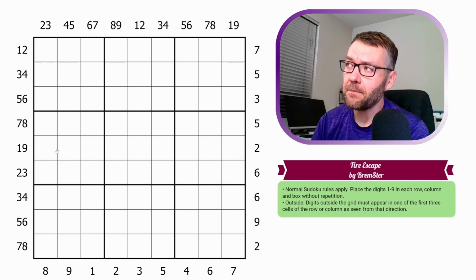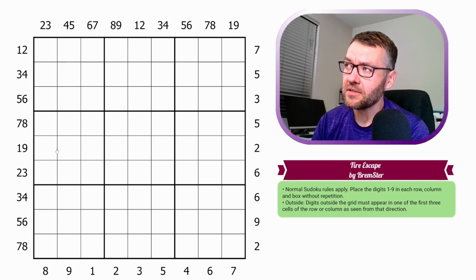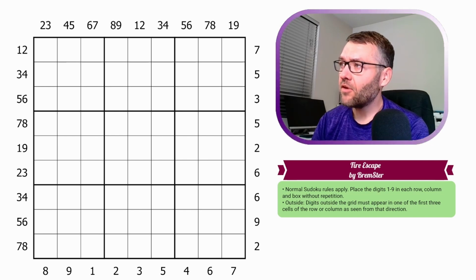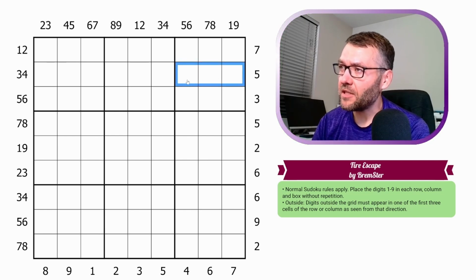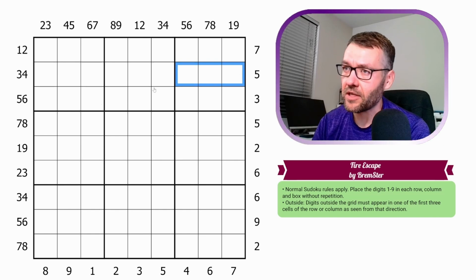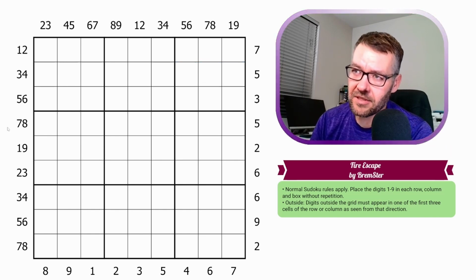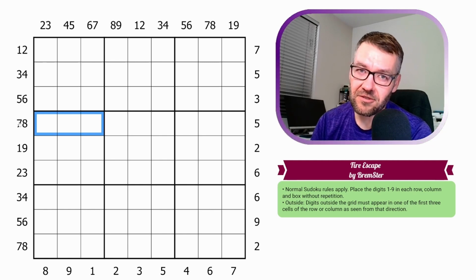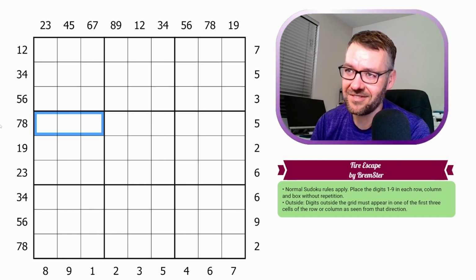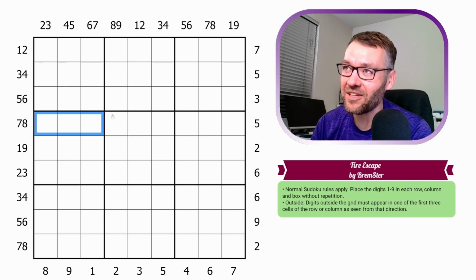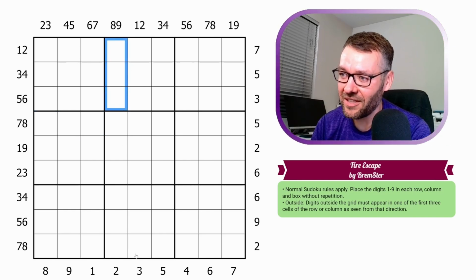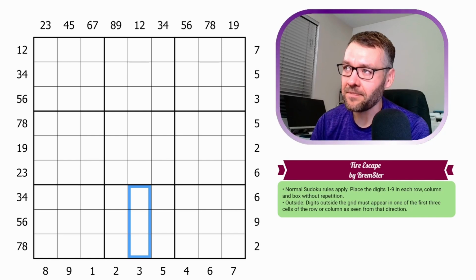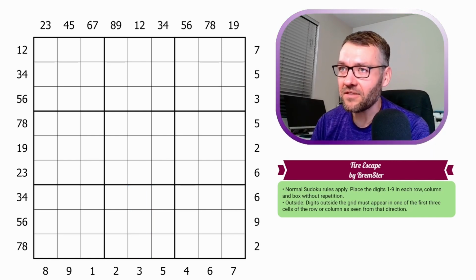Digits outside the grid must appear in one of the first 3 cells of that row or column as seen from that direction. Okay, so over here we have a 5, so the 5 has to appear in the first 3 cells from this direction. Over here, this obviously means 7 and 8 appear in these first 3 cells because obviously there's not the number 78 in this puzzle. So 7 and 8 have to appear somewhere in here, up here, 8 and 9 have to appear somewhere in here, and down here 3 has to appear somewhere in these first 3 cells from the bottom. So that seems fairly straightforward.